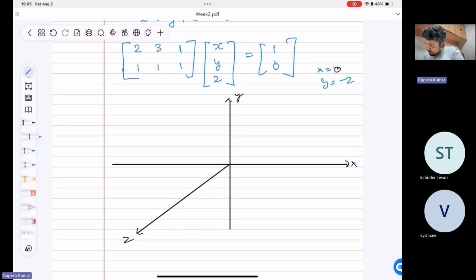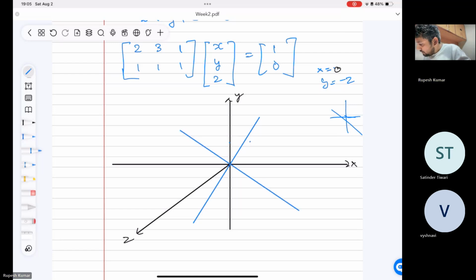When y is 1, z is minus 1. You get something there, so it's like this, and you get this line in the YZ plane. Then in the XY plane, when z equals 0, you get this line. And in the XZ plane, you get this kind of line.